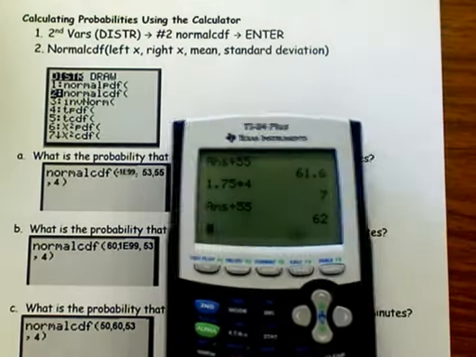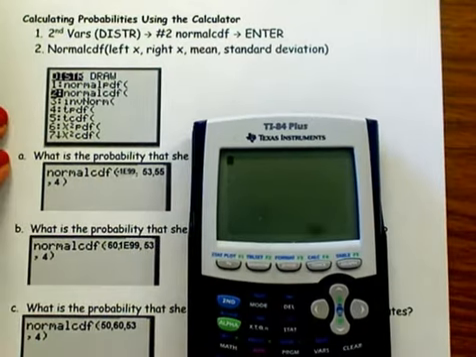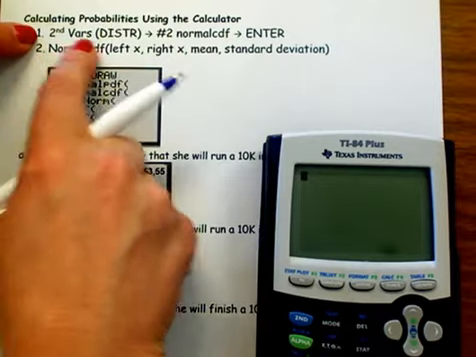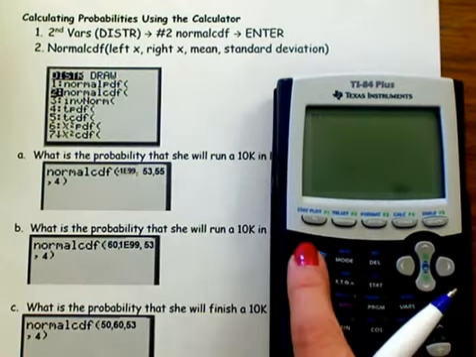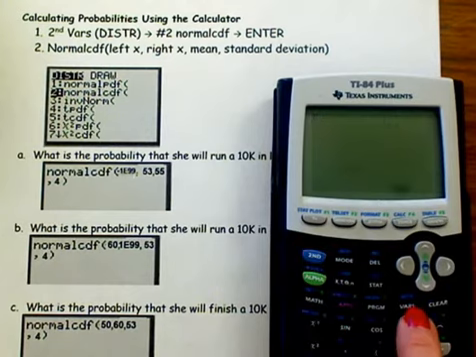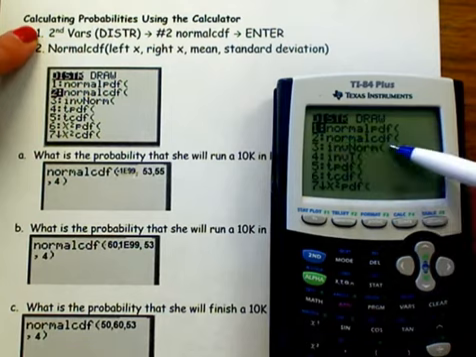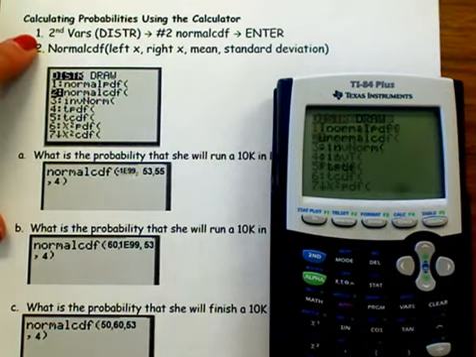Go ahead and find your calculator, and we're going to look at the screenshots here and where the buttons can be found. Calculating probabilities using the calculator. We have the second VARS, which is the distribution button. So it's right here. Second VARS, and then you see these two menus pop up. We have normal CDF. So we're going to be using number 2, and eventually we're going to be using number 3. So let's select number 2.